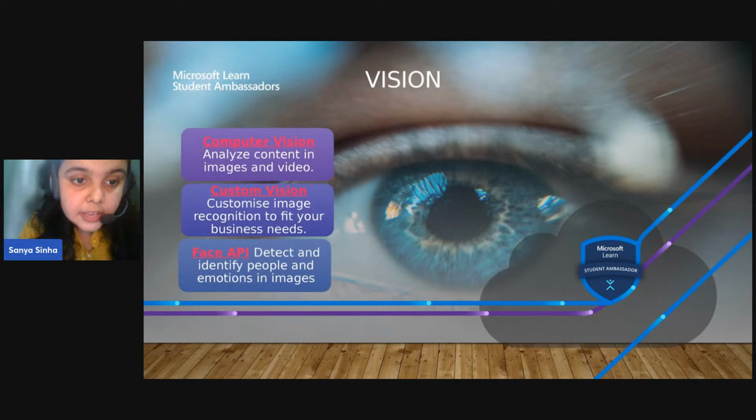Next up, you can use Face API to detect and identify people and emotions in images. So these are the APIs provided to you by cognitive services, and you can just integrate them with your applications to get top notch results that were otherwise impossible to get if you had no prior experience with machine learning or with artificial intelligence in general.